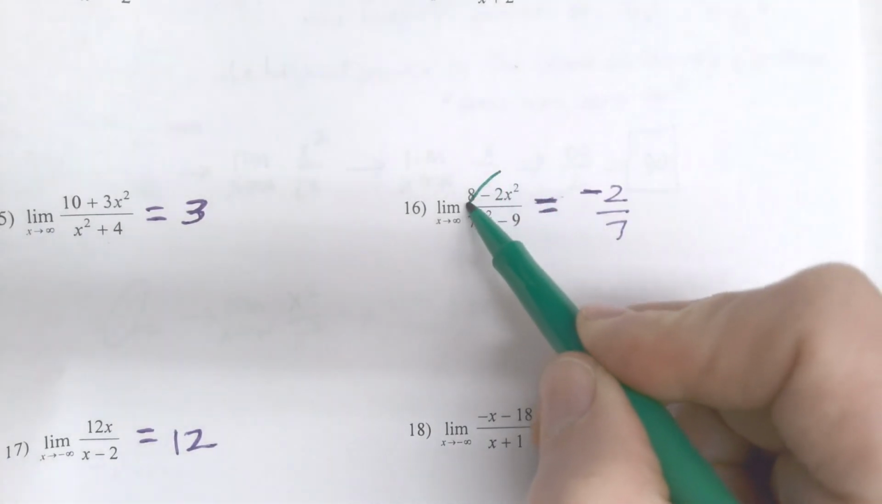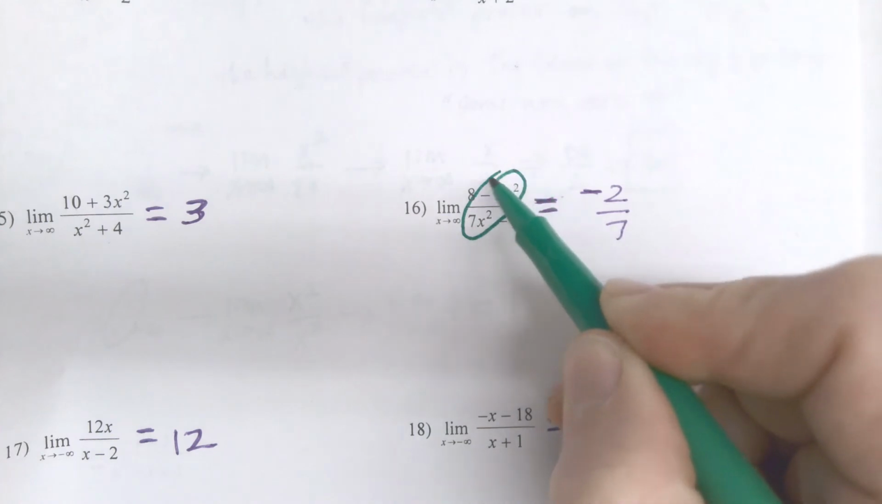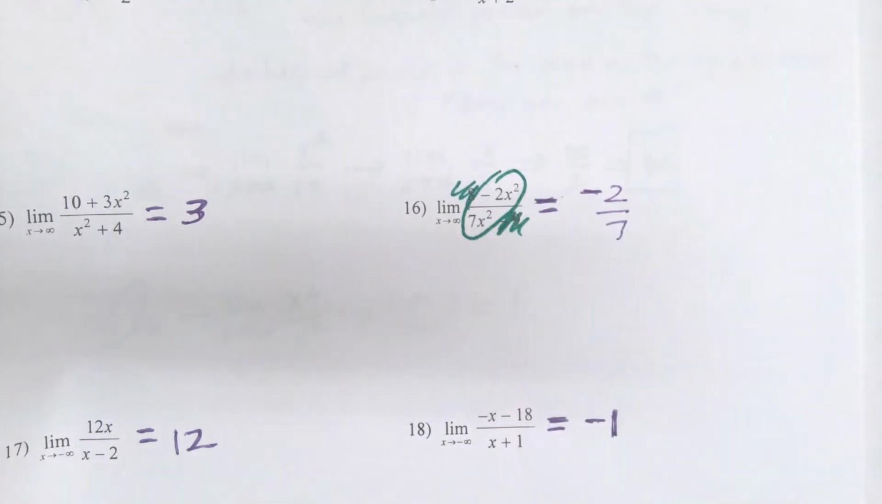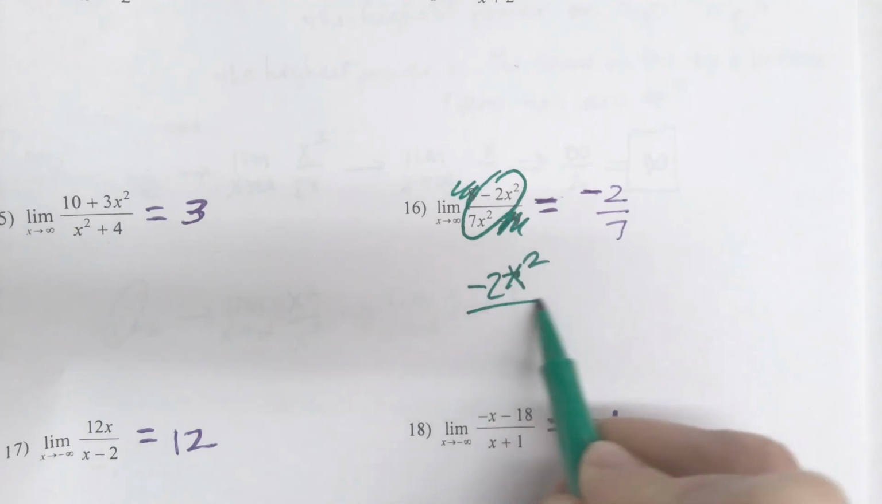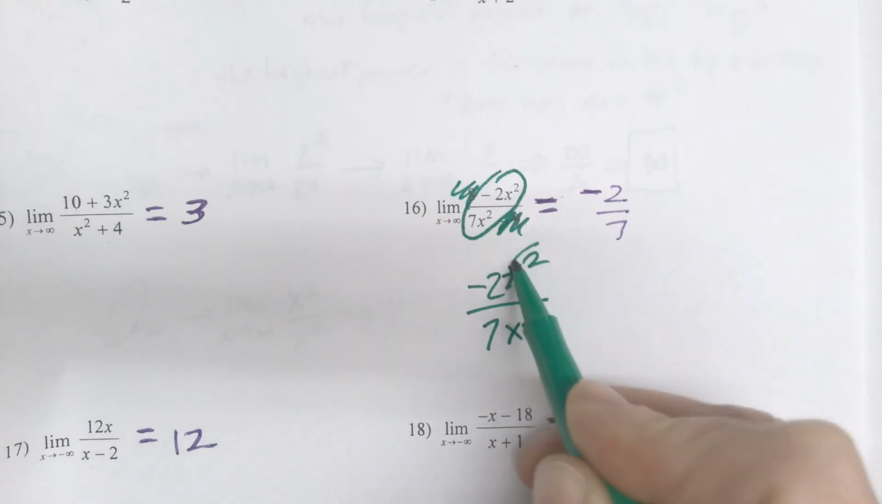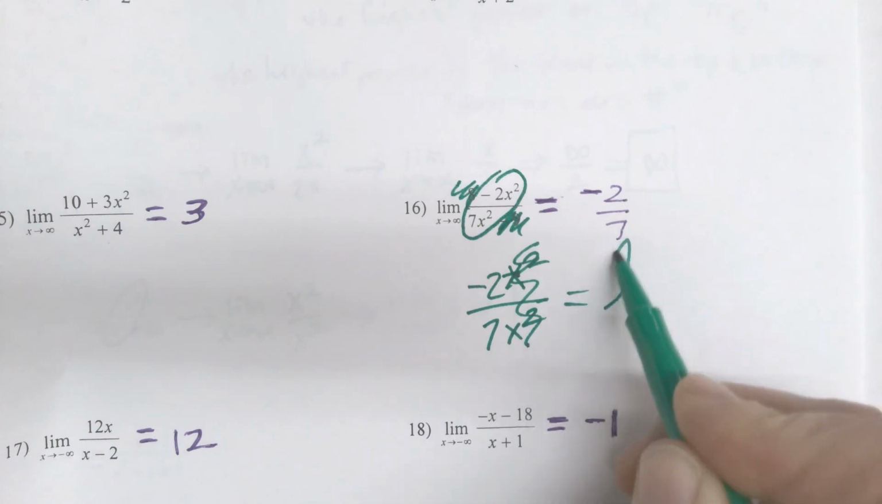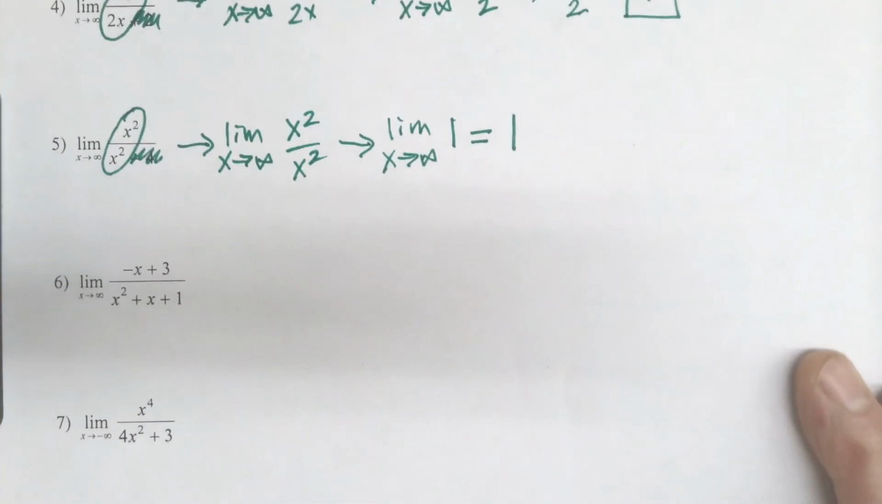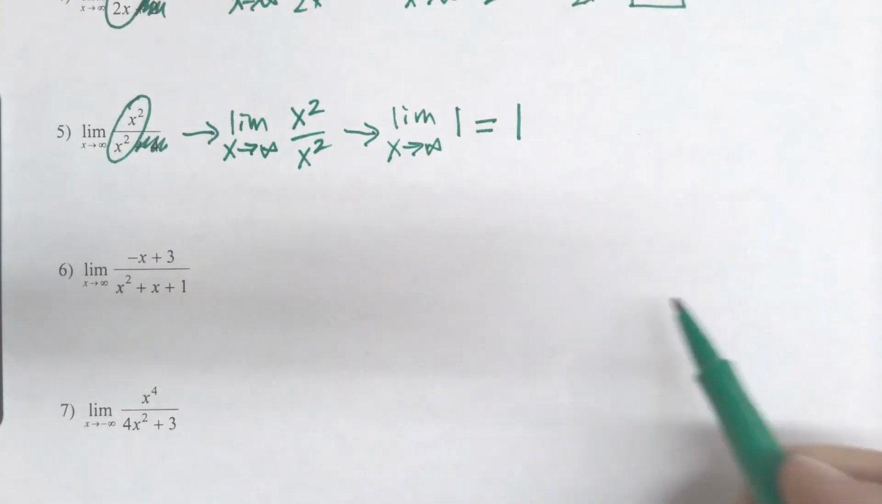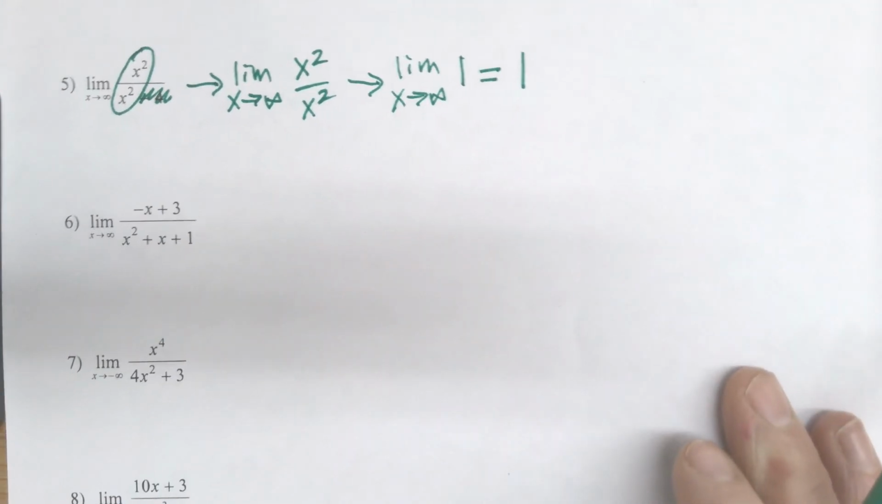So if I look at the highest powers and get rid of everything else, I'm looking at -2x squared over 7x squared. The x squareds cancel out. I'm left with -2/7. Okay? So you pull out everything else but the lead terms, reduce it down, you'll get your constant.